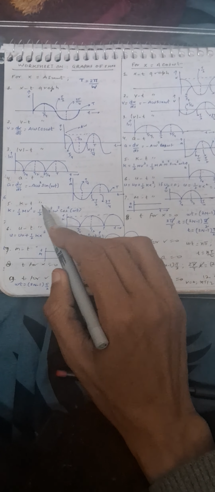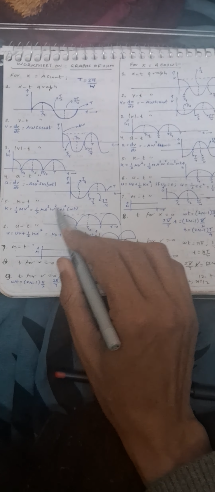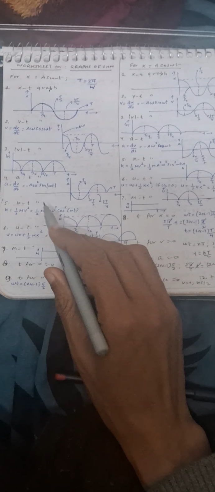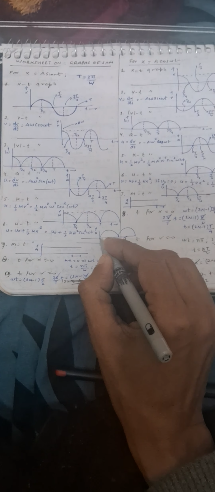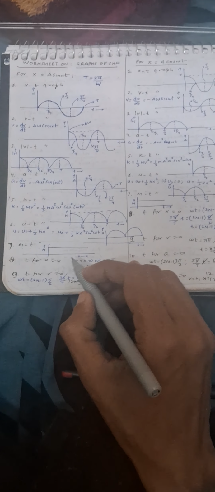Next is the kinetic energy-time graph. So kinetic energy is half mv square. After calculations it comes out to be this, and the cos square graph is like this. Then is the potential energy versus time graph. It is U naught plus half kx square, and after calculations it comes out to be this. We take this set point as U naught, so drawing U naught over here, and then it will be a sine square graph. Then is the mechanical energy graph. So the mechanical energy graph will be like this, which will be constant with respect to time.